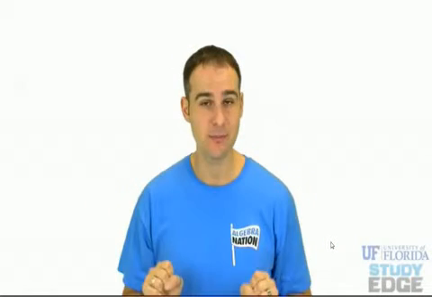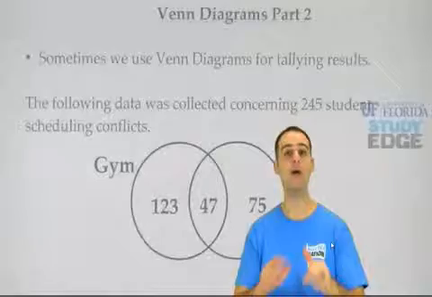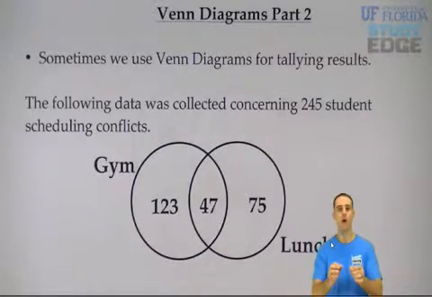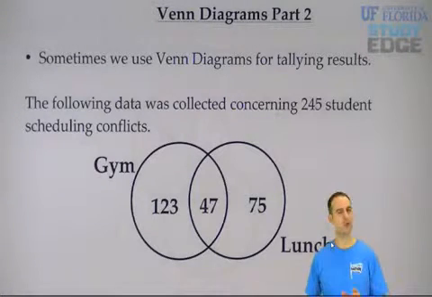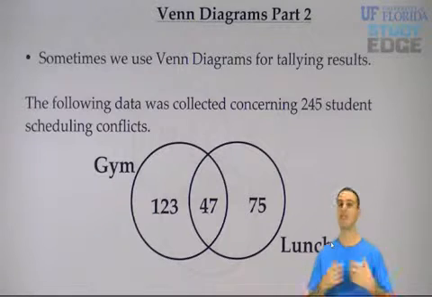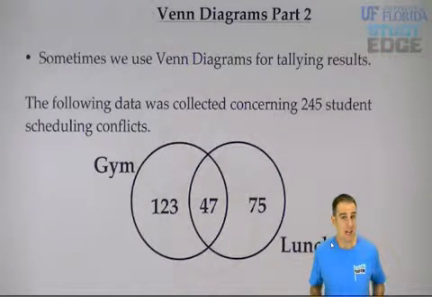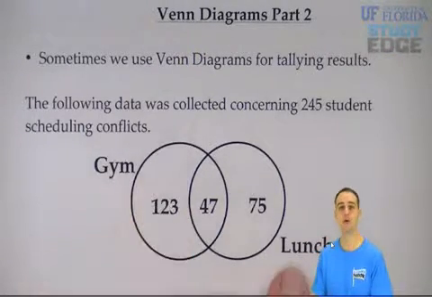Venn diagrams part 2. If you watched part 1, you noticed that we were putting items, elements, into Venn diagrams. Now, we're going to be given Venn diagrams and taking items, elements, numbers, letters out to tally results. For example, given this problem, the following data was collected concerning 245 students and their scheduling conflicts. They had a conflict with either gym class or lunch.